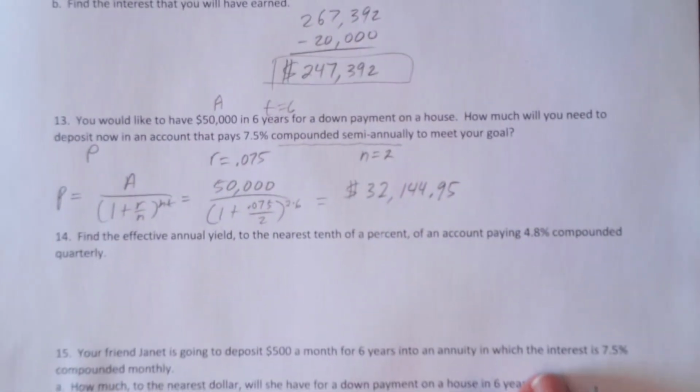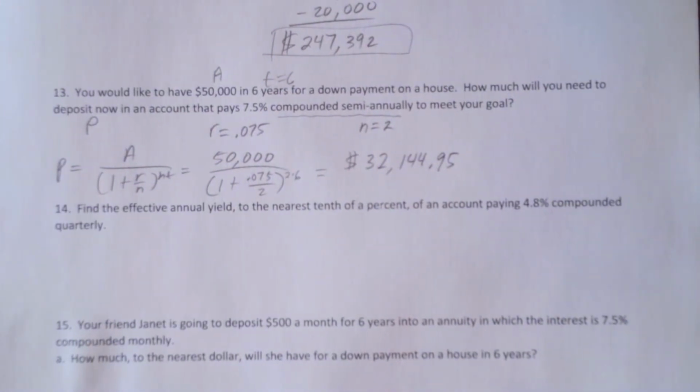Number 14 says find the effective yield to the nearest 0.1% of an account paying 4.8% compounded quarterly. So basically what we want to do is figure out what would be the simple interest rate that you earn in a year, so that if we wanted to compare different loans, and maybe one's compounded quarterly, another one's compounded monthly, we could compare the loans by looking at their simple interest rate, or what percent we would actually earn in a year.